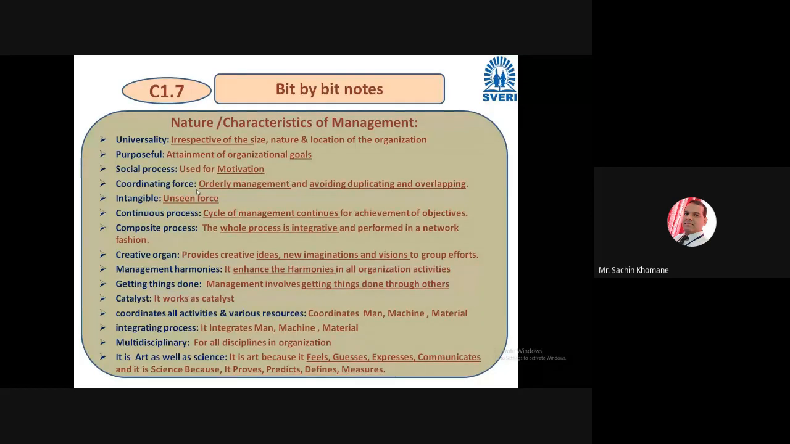Okay. So the second characteristic is that management is a purposeful activity. Purposeful. It is not vague, it has a certain purpose. What is that purpose? Attaining the organizational goal is the basic purpose of this management. Getting? So management is purposeful. And what is the purpose? Getting or attainment of the organizational goal.